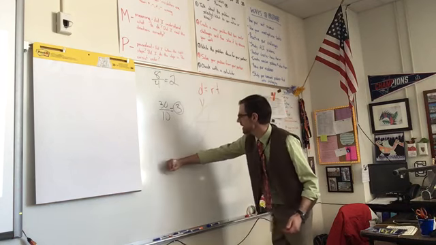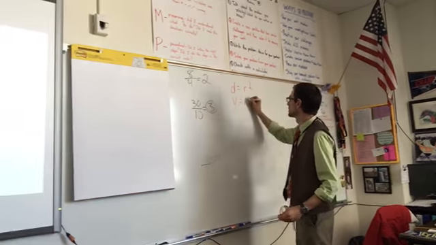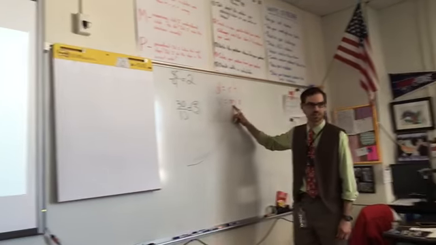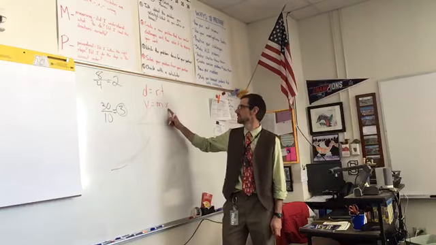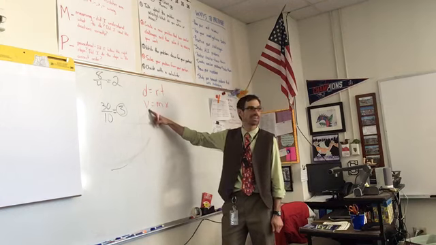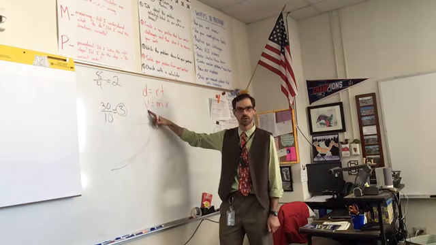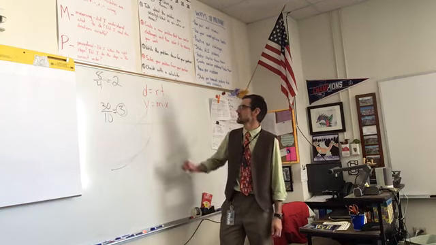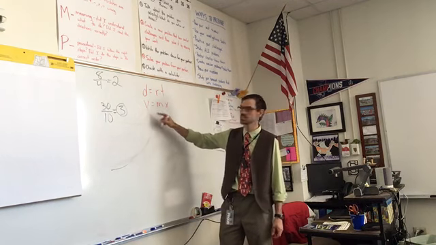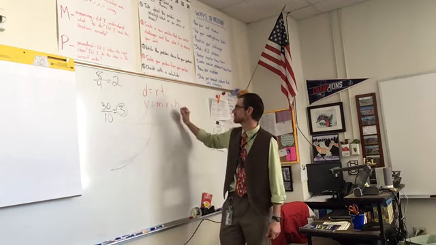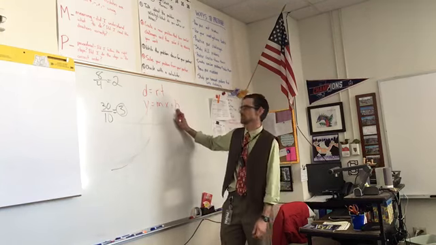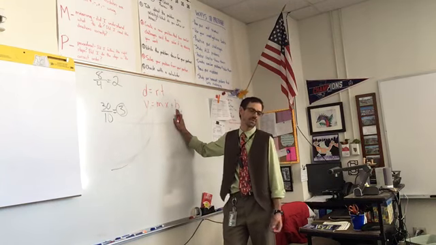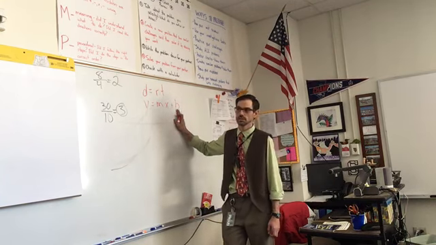Y equals mx. My rate is my m. My x is my independent variable, and my y is my dependent variable. So, if it is positive, it looks like this. I add this number, this y-intercept, which is represented as b.